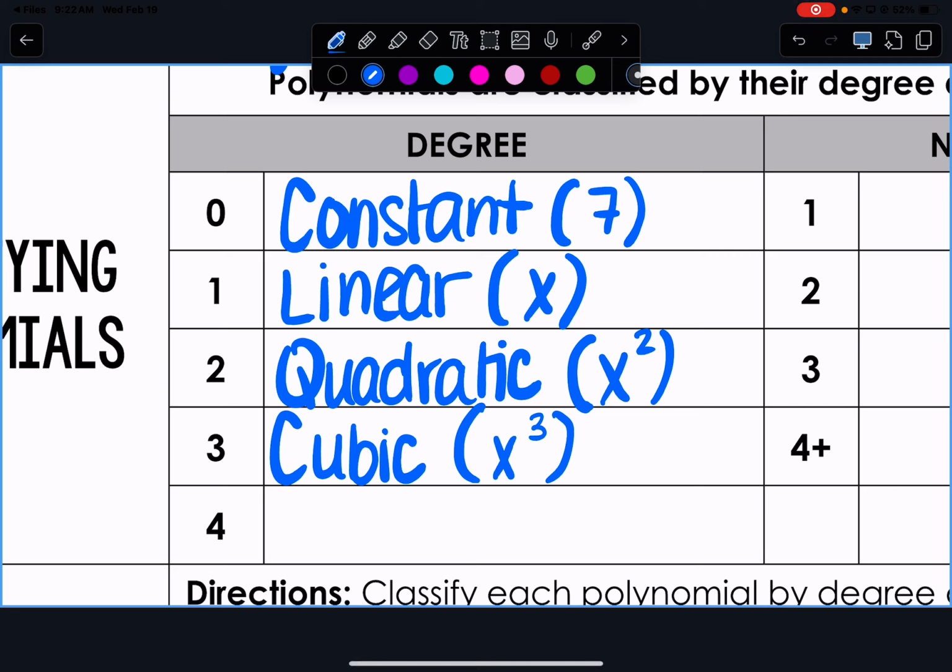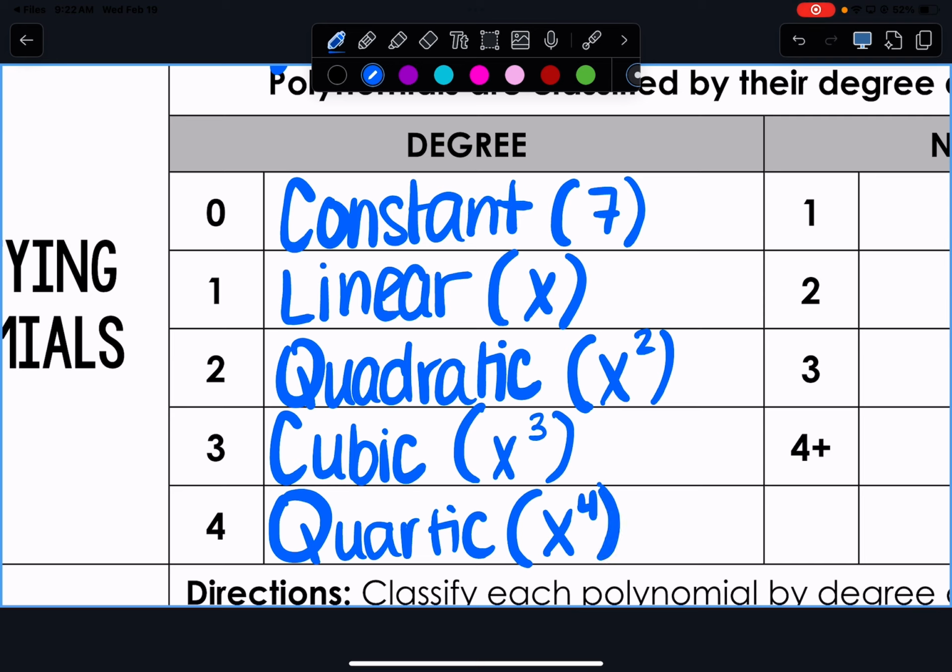All right, so for number 4, we can have quartic. Now, this can keep going, like x to the 5th would be considered to be a quintic polynomial and so on. But we aren't really going to focus on ones outside of that. Honestly, we're not really going to look much past cubic.